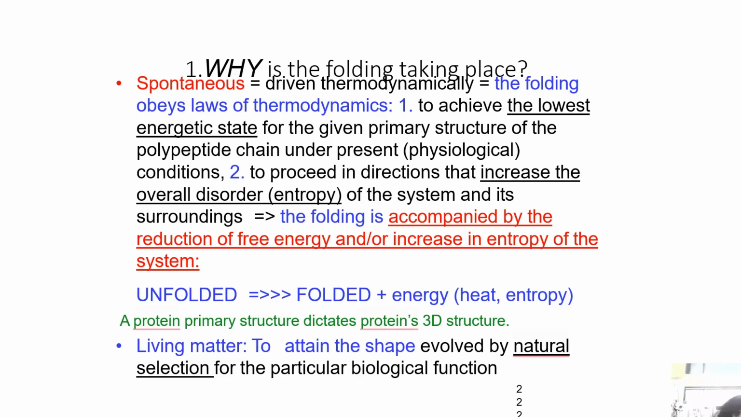Correct protein folding, right? Now, why is the protein folding taking place? It is spontaneous, driven thermodynamically, because the folding obeys laws of thermodynamics to achieve the lowest energetic state for the given primary structure of the polypeptide chain under present physiological conditions, to proceed in directions that increase the overall disorder or entropy of the system and its surroundings. The folding is accompanied by the reduction of free energy and or increase in entropy of the system. Unfolded is greater than folded plus energy, heat or entropy. So the protein primary structure dictates the protein's 3D structure.